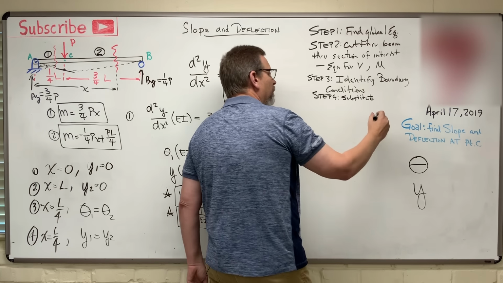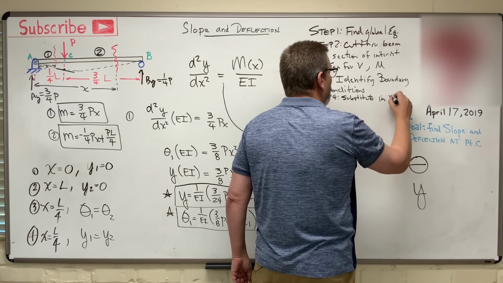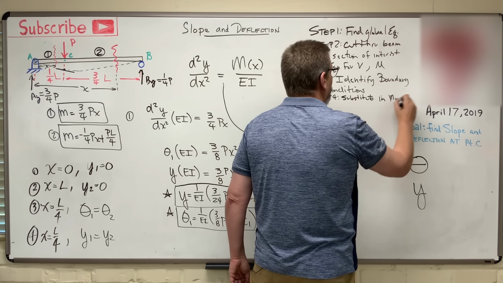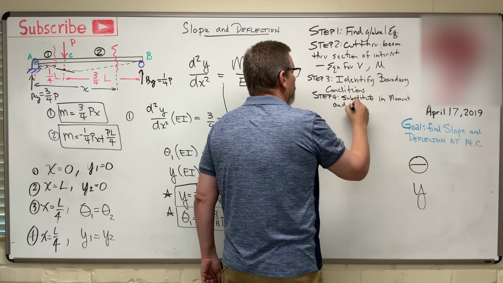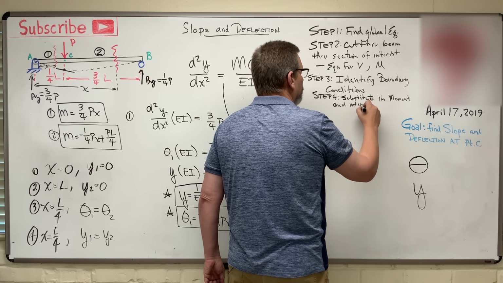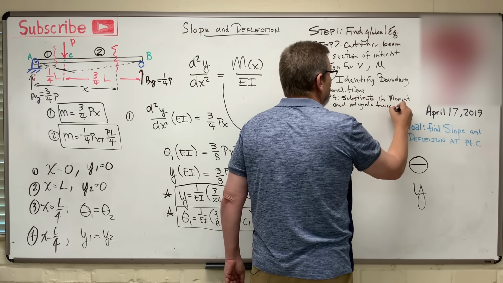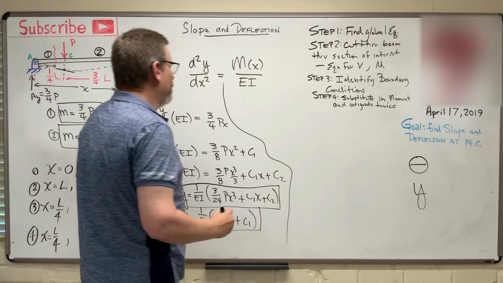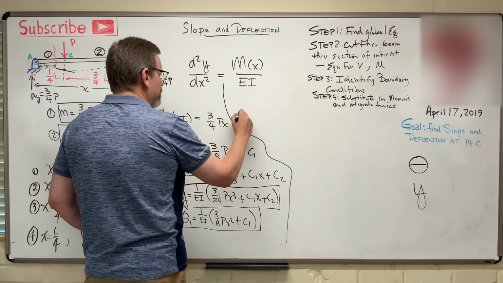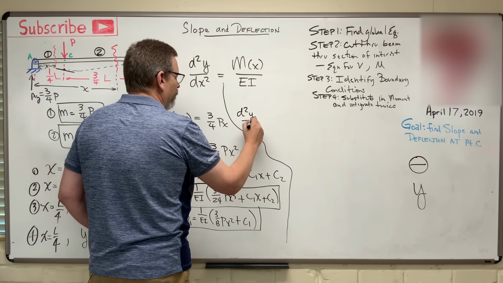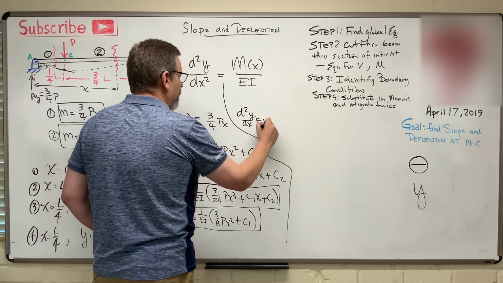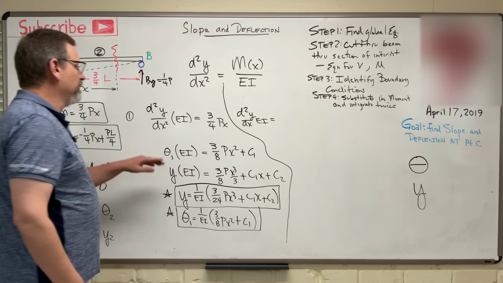Substitute. Okay, there you go. Insert the moment and integrate twice. Oh my goodness. Okay, so here we go. The next one is d squared y over dx squared times EI equals our moment.